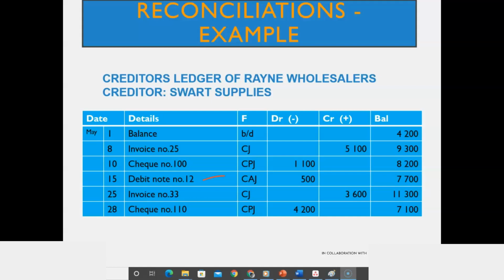Okay, and then now we have invoice number 33. Remember, invoice. It means that we bought something, and we bought it on credit. So it increases what we owe. They increase on the credit side. So CJ means creditors journal. If it's a creditors journal, obviously it's going to increase on the credit side, and hence now we say 7,700 plus this, and then we have this one here.